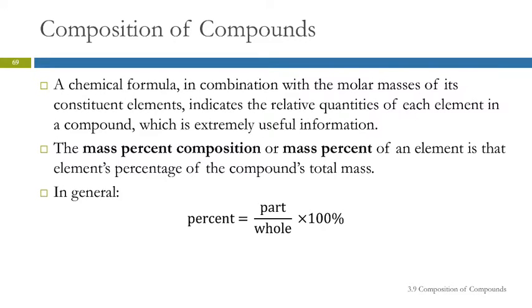Composition of compounds. The chemical formula, along with the molar masses of the elements in that formula, gives us the relative quantities of each element in that compound. And that's very useful, and it can be used in different ways. One way we can use that is to talk about the mass percent composition, or the mass percent of an element. That's the element's percentage of the compound's total mass.